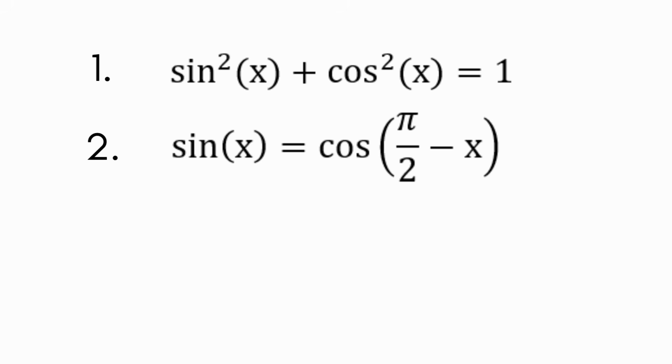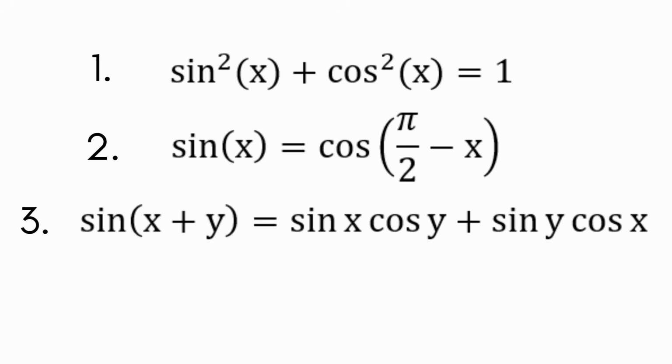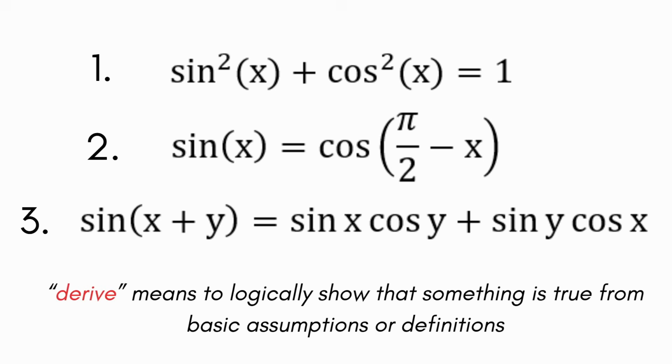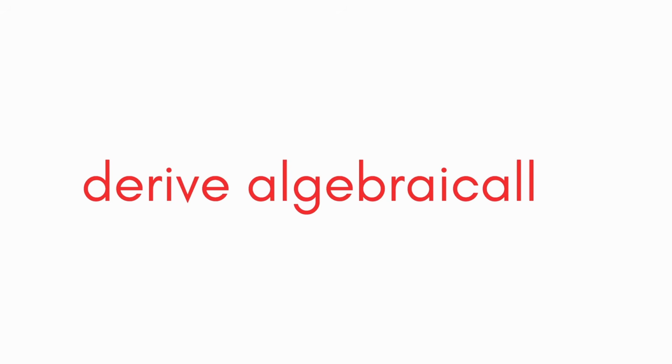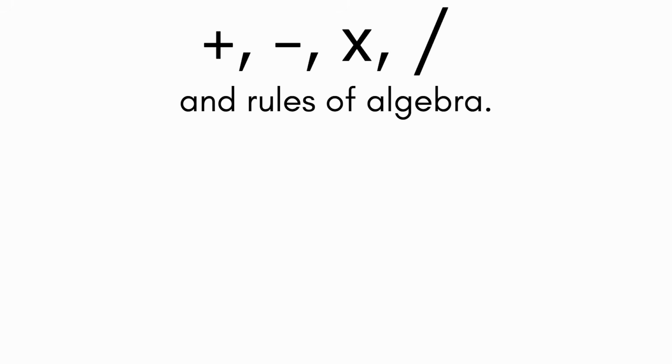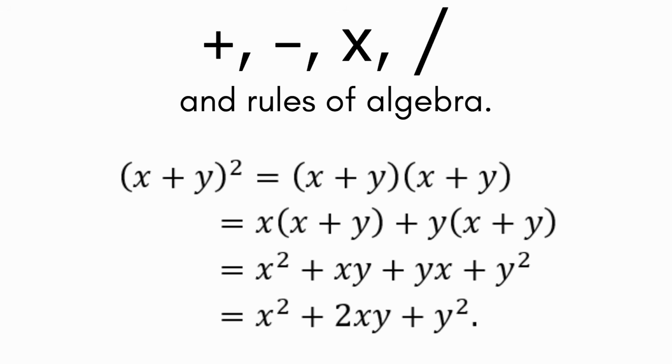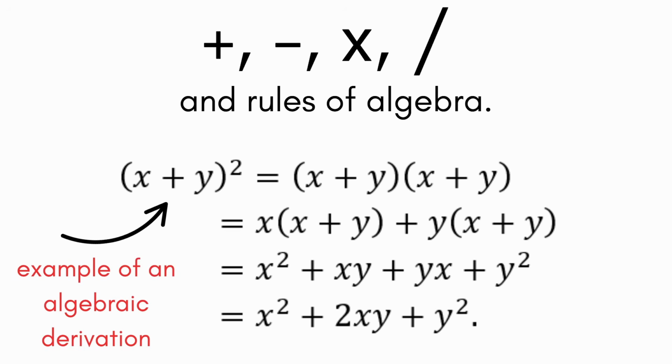In fact, just knowing three identities, namely the Pythagorean identity, the complementary angle identity, and the sine angle sum identity, you can derive algebraically every other identity on that list. Wait, what do I mean by derive algebraically? I mean that all we need to derive an identity is manipulating expressions with sine and cosine by adding, multiplying, and using the laws of algebra such as distributivity, equality, and so on.